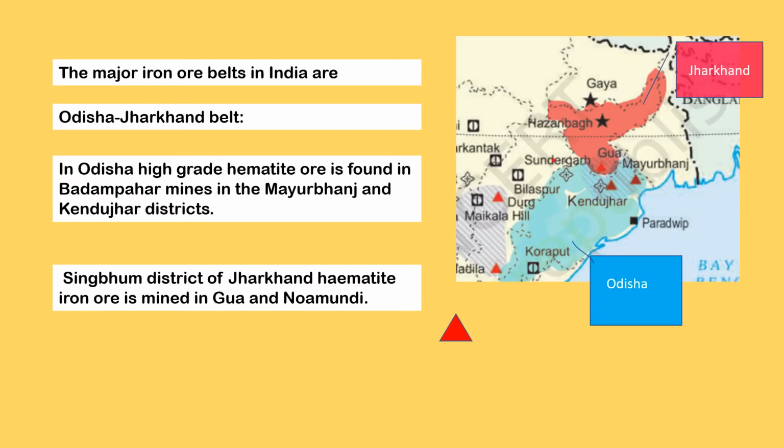Now let's learn about the map. Major iron ore belts in India are: the pink is Jharkhand, the blue is Odisha. Odisha-Jharkhand belt. In Odisha, high-grade hematite ore is found in Badampahar mines in Mayurbhanj and Keonjhar district. Children, I have marked it. The red triangles are the main locations which you have to show on your map. In Singhbhum district of Jharkhand, hematite iron ore is mined in Gua and Noamundi. So please learn this, take a printout of the map and start practicing.